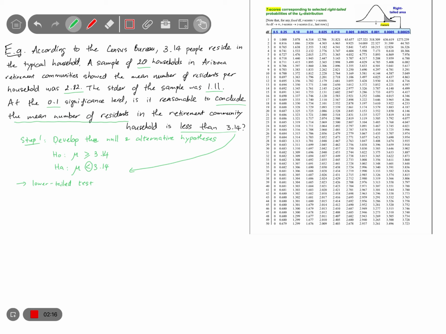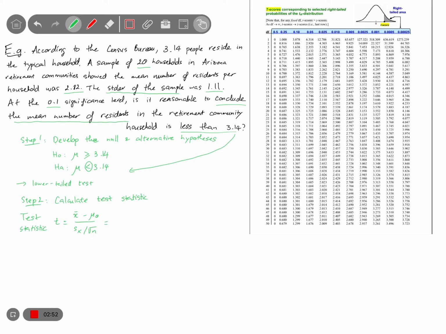Okay. So now in step two, we want to calculate the test statistic. Again, in this problem, we are not given the population standard deviation, but we are given the standard deviation of the sample. So our test statistic is going to be t, which is equal to x bar minus mu sub 0 divided by s sub x over the square root of n.